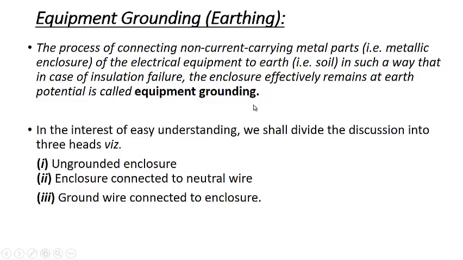In that case, it is called equipment grounding. This is done so that whenever a short circuit or insulation failure occurs, the enclosure effectively remains at earth potential. In that case, this is the efficient equipment grounding. In the interest of easy understanding, we shall divide the discussion into three heads. One is ungrounded enclosure, then enclosure connected to neutral wire, and ground wire connected to enclosure.